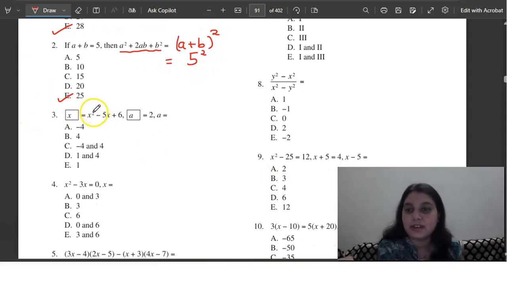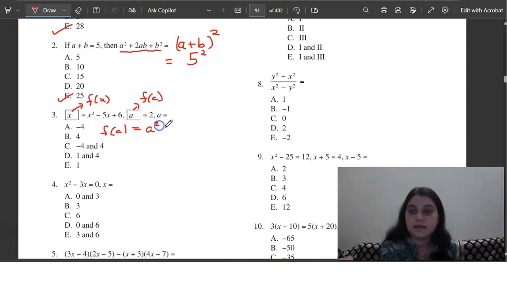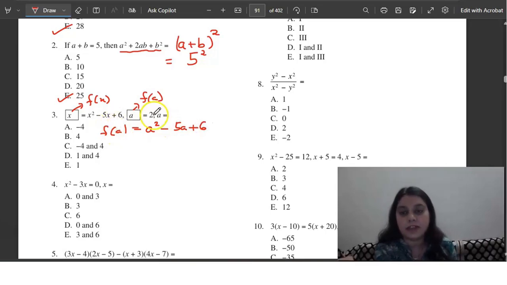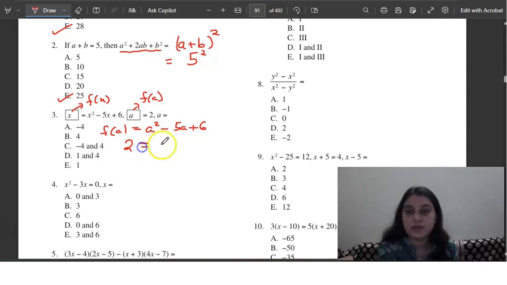Now inside this box x equals x square minus 5x plus 6, you have to find the value of a, if inside this box a is 2. If you're confused with this box thing, just think of it as f(x). Say if f(x) is given as this and if f(a) is given as 2, then what are you going to do? You'll simply put the value of a here. If f(x) is this, that will mean f(a) will be equal to a square minus 5a plus 6. Same concepts apply here. But f(a) is directly equal to 2. So that means 2 is equal to a square minus 5a plus 6.